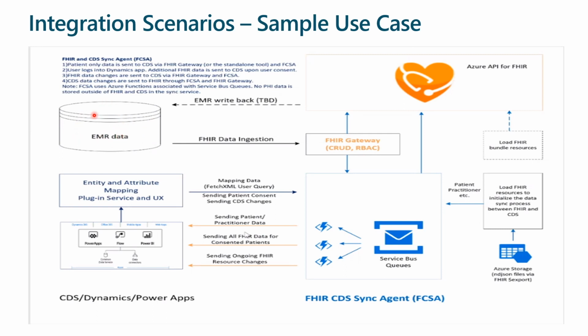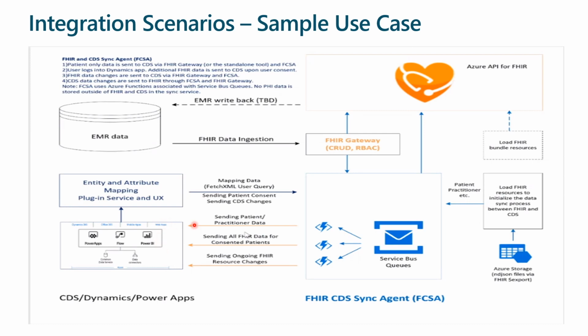From the EMR or EHR systems, there is a FHIR data ingestion that goes into the FHIR proxy or gateway, which sends the data to Azure API for FHIR. And once it sends the data, it also posts a notification through the FHIR proxy and sends it to the respective service bus queues, and that Azure Sync Agent would process those messages to the Dataverse.